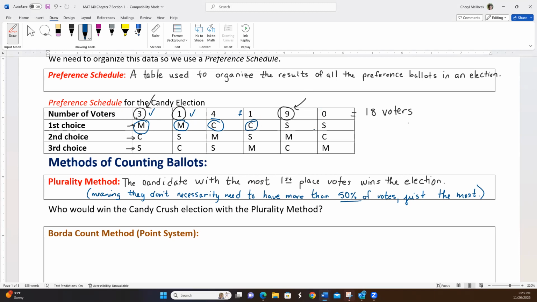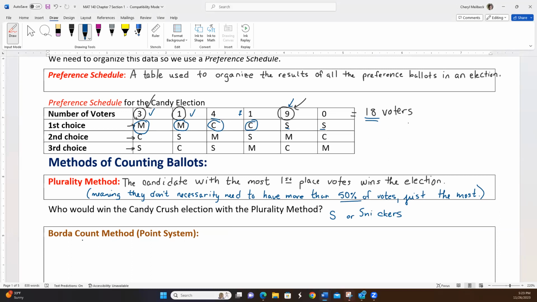And it appears that Snickers had these 2 columns, so that's 9. So who wins by plurality? That would be S for Snickers, wins by plurality. Now, do they have a majority? They only have 9, and 9 is not more. It is 50%, but it's not more than 50%. So Snickers won by plurality, but not by majority.